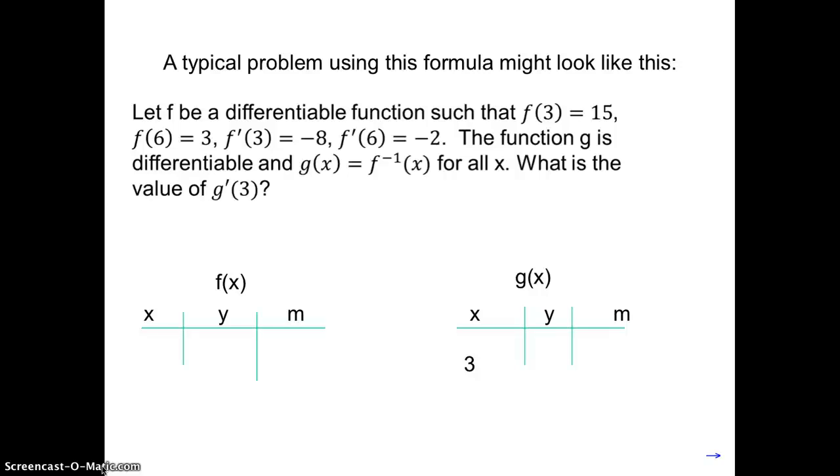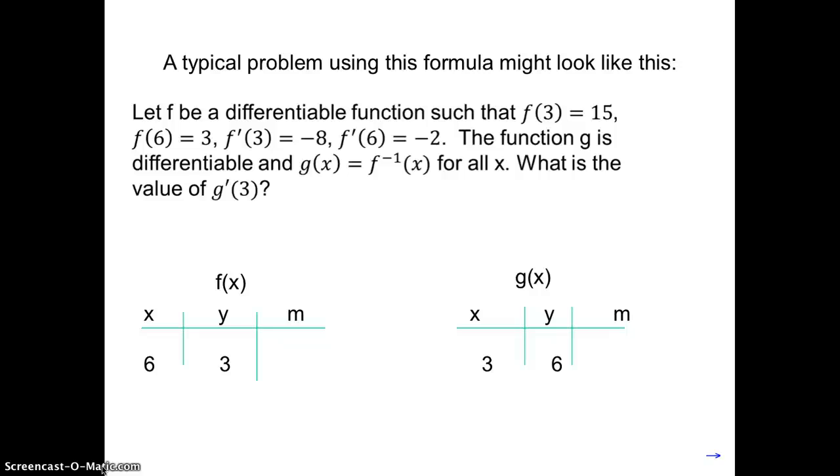So I have to figure out what the corresponding ordered pair is on the f function. Well, if 3 is the x on g, then 3 must be the y on the f function, so I fill that in next. And now I can go up to the information from the problem and figure out which x goes with y equals 3. Up here I see f of 6 equals 3, so I know the x that goes with a y of 3 has to be 6.